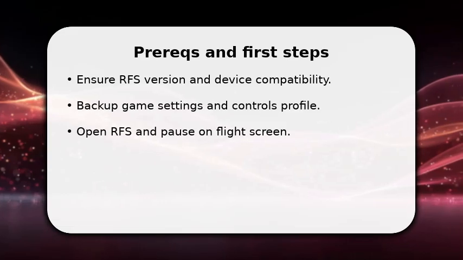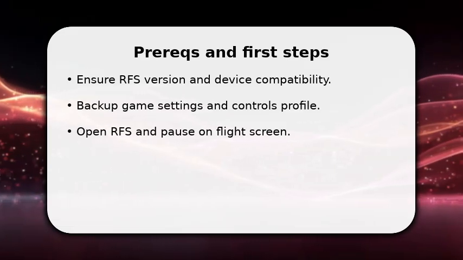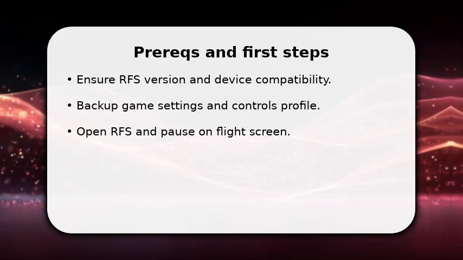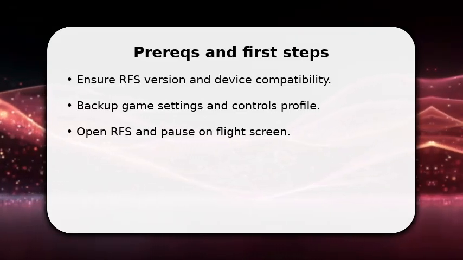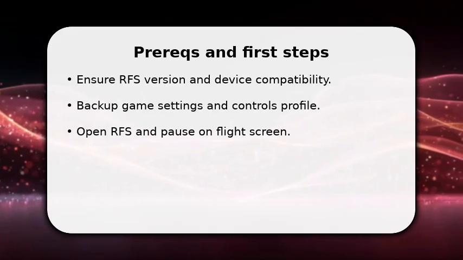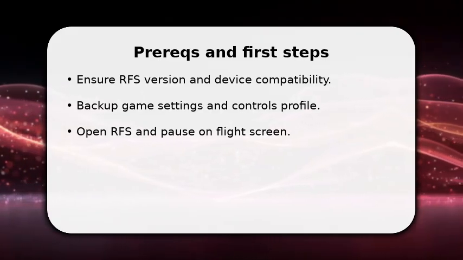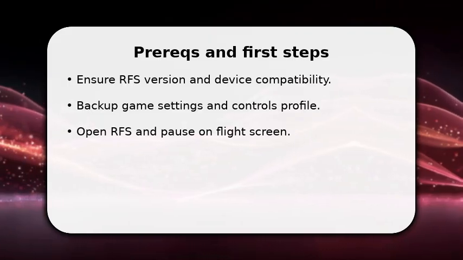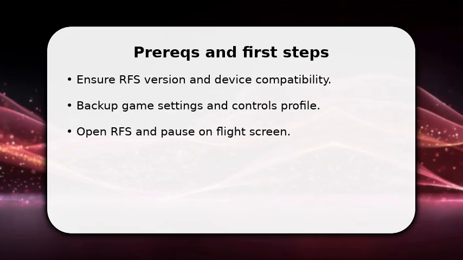Enjoy the video. You start by confirming the RFS build and that your device supports UI edits. Once verified, back up your settings so you can revert. Next, launch a flight and pause on the screen you want to change. Make sure to note the active HUD layout. It matters. Then open the in-game settings menu and select Display or HUD options.